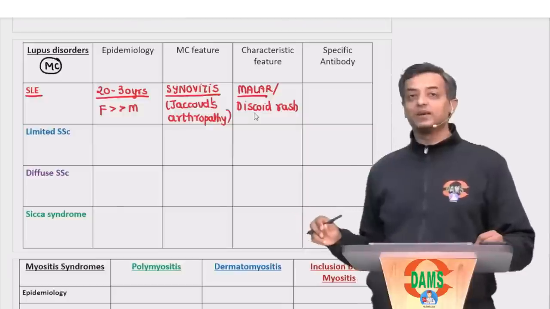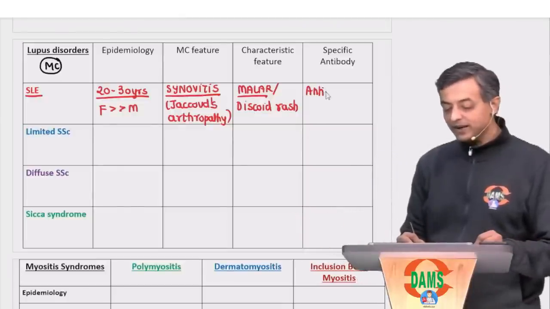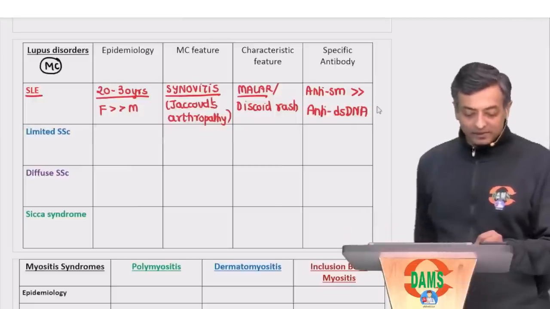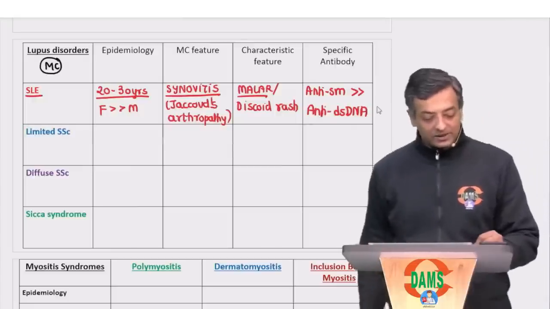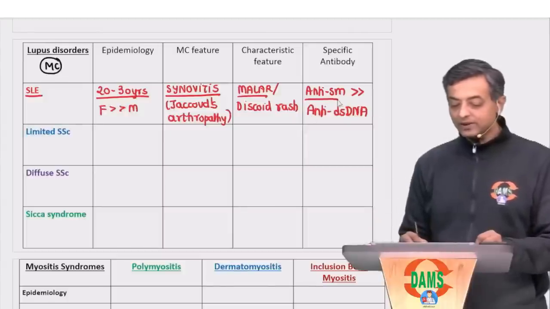Don't make a mistake. The most specific antibody is anti-Smith more than anti-dsDNA. Anti-Smith more than dsDNA. Very good. Come to the next one.